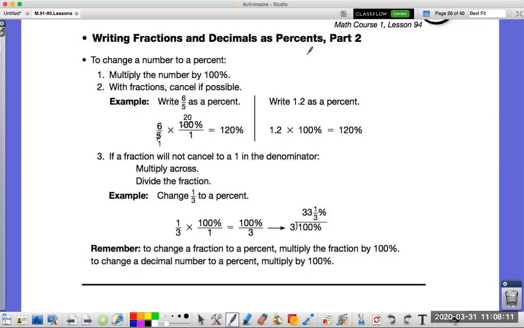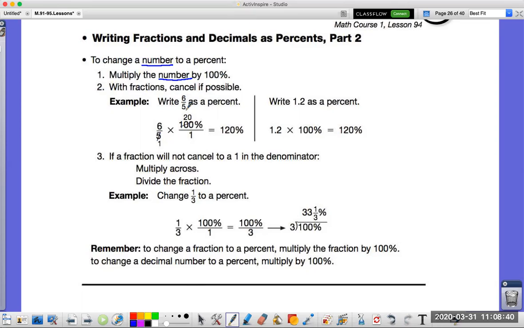So if we look at what we have so far, to change a number to a percent, multiply the number by 100%. So whatever the number is, multiply it by 100%. So with fractions, you should cancel if possible. As you can see here, what they're doing is they're canceling.